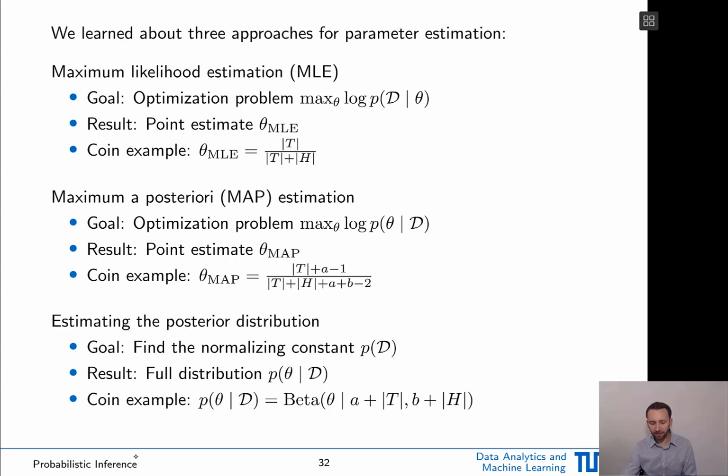It's a point estimate, and that's the solution. The maximum a posteriori estimate takes into account the prior belief. We're maximizing the posterior distribution. That's the solution. And last but not least, we can look at the full distribution, which in this case was also just the beta distribution, if the prior is a beta distribution, which had this nice form. So all these have simple forms in the coin example.